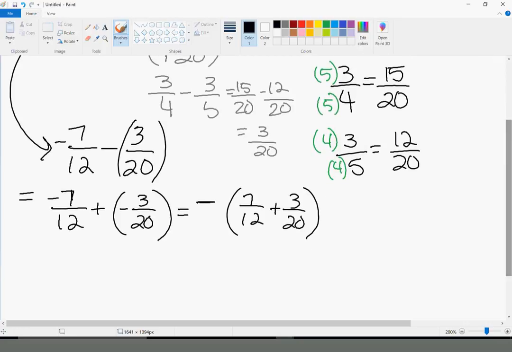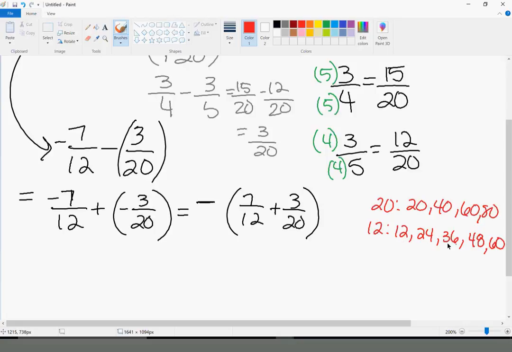And again, in order to add fractions, we must have a common denominator. So between 12 and 20, let's see, 20, it's got 20, 40, 60, 80, and then multiples of 12 would be 12, 24, 36, 48, 60. So 60 will be our least common denominator.